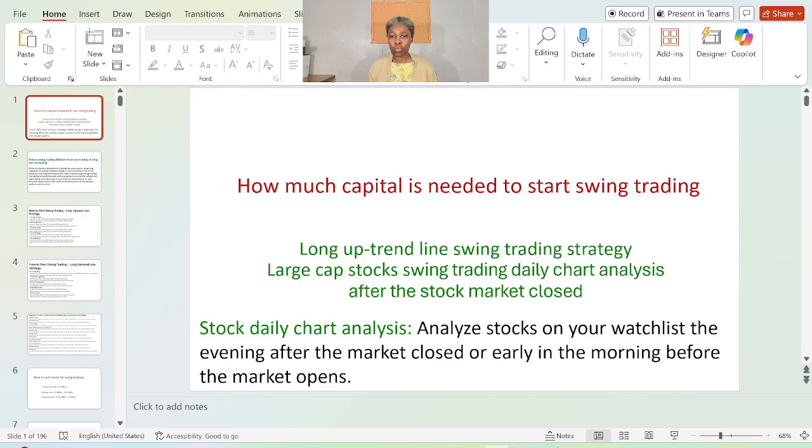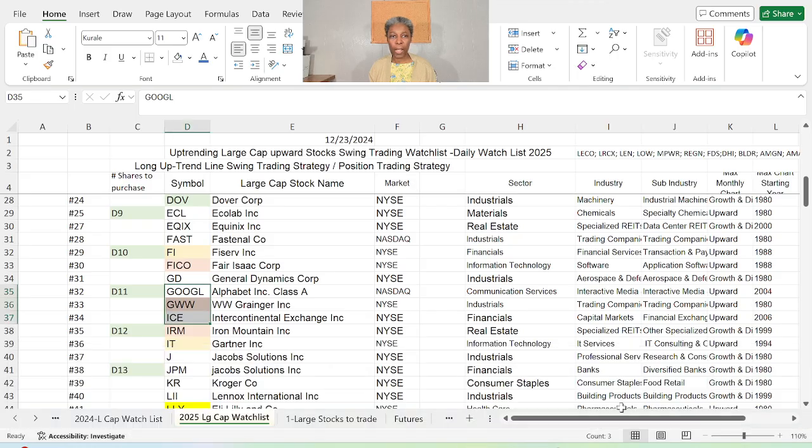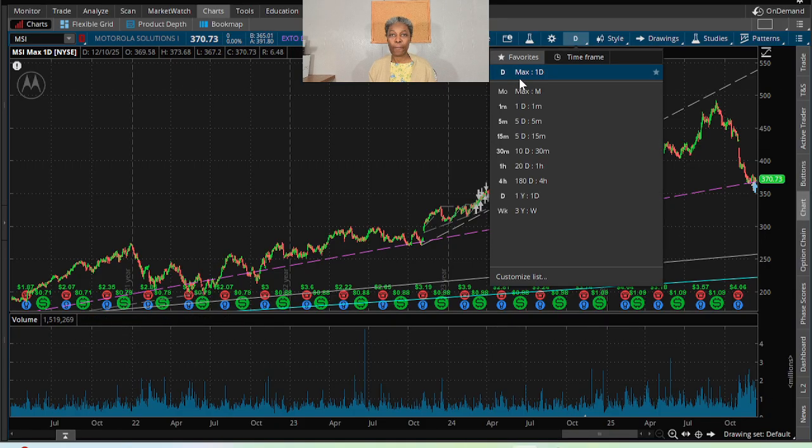Today we are going to do some analysis of three stocks, but let's take Google, for instance, to see if you are interested in buying Google. We have the maximum daily chart. We have the date on the x-axis from the past to the present. We have the price on the y-axis from $0 up.